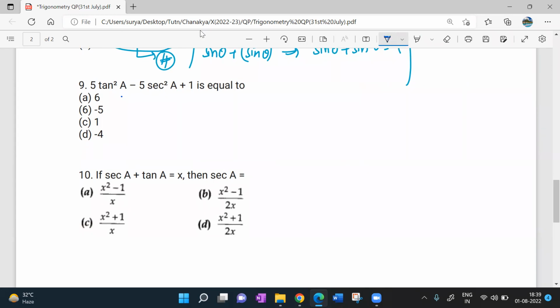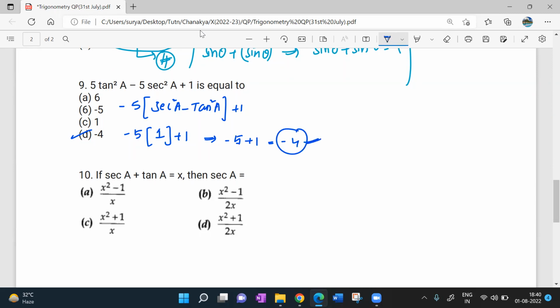Basically, what I do here is I take 5 common from these two. I'll take -5 common. Why -5? You will get to know why. Now secant square minus tan square is always 1, so -5 plus 1, the answer is -4. Option D is correct. Do you agree with my point?